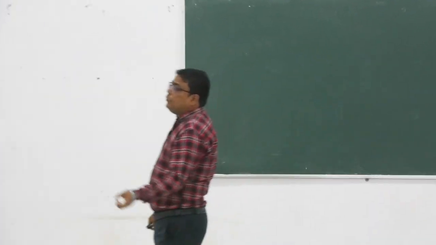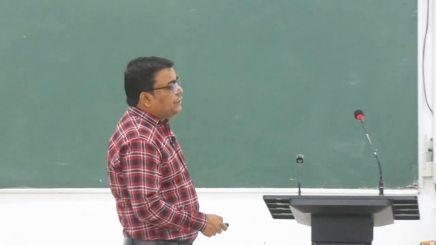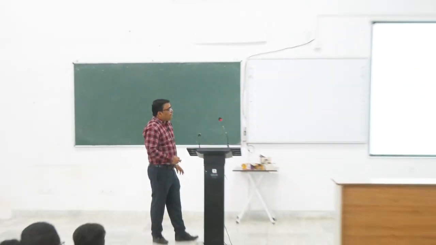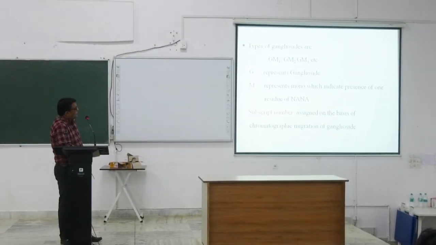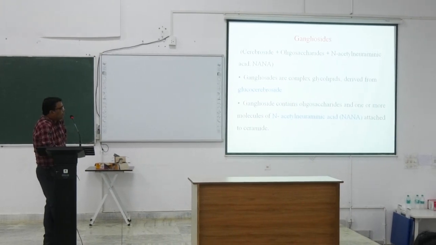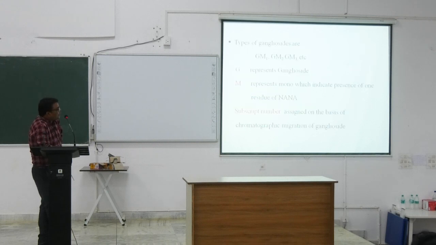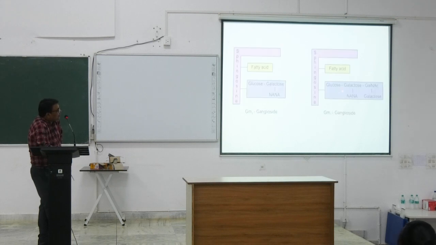Gangliosides are very important for the neural working of neurons. Same as GM1, the basic difference between GM1 and GM2. Gangliosides are an oligosaccharide, one of four molecules of N-acetylneuraminic acid attached to ceramide. That's the gangliosides GM1, GM2, GM3. M represents mono, which indicates the presence of a residue of NANA. Glucose, galactose, and galactose. It is GM3.